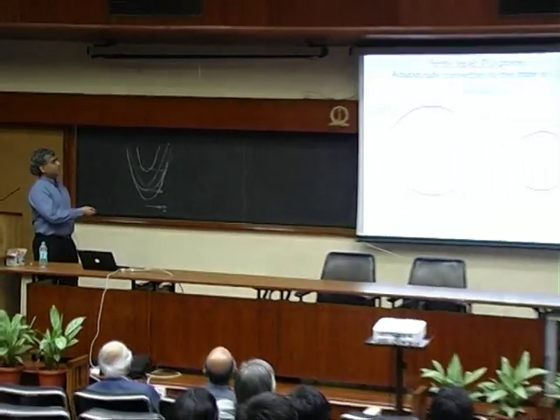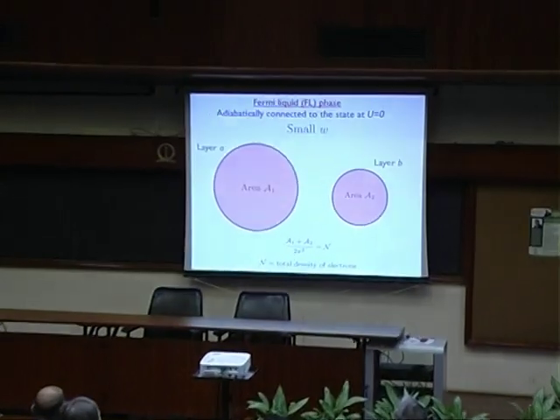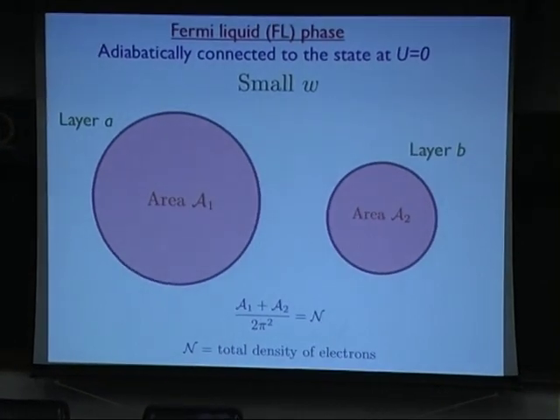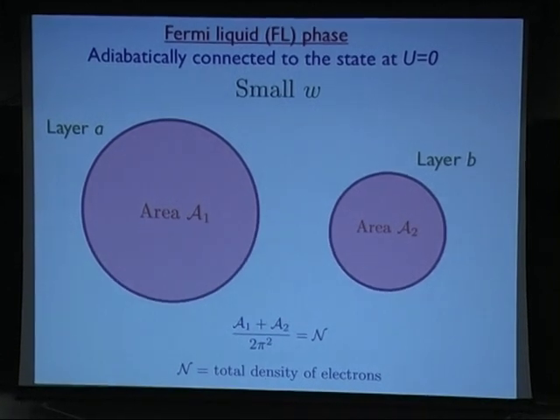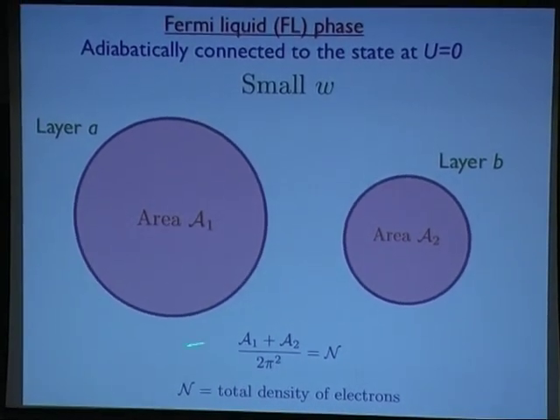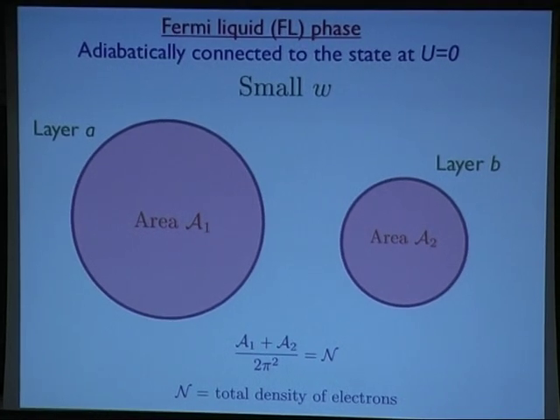So for small W, you get two Fermi surfaces, one here and one here. And of course, since these are free electrons so far, the area enclosed by these surfaces must equal the total density of the electrons with some phase space factors that are easy to work out.